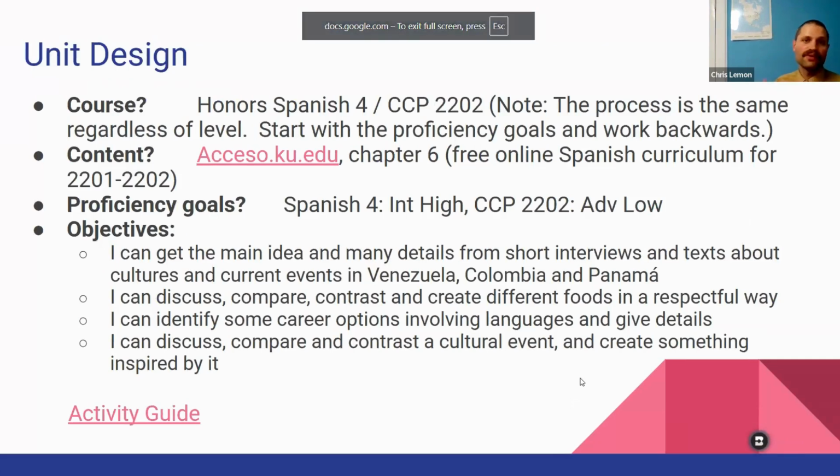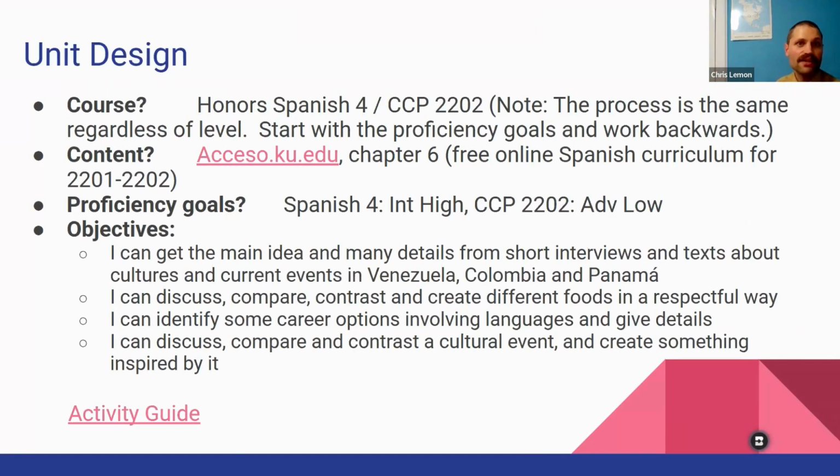So we've talked about the overall program design, and I just want to take a few minutes to give you an idea of unit design, and I think we might even get to some feedback and stuff like that as well. To give an example, for one of the courses that I had last year, it was a combined honors Spanish 4 and a college credit plus 2202. But regardless of what level we're talking about, the process is the same. We start with the proficiency goals and we work backwards, right?